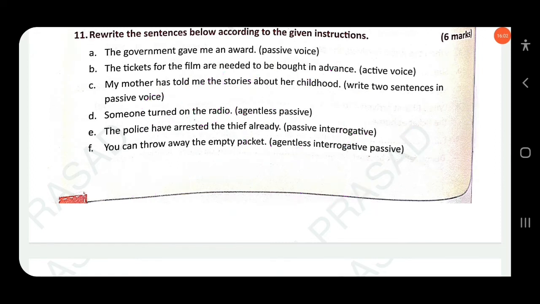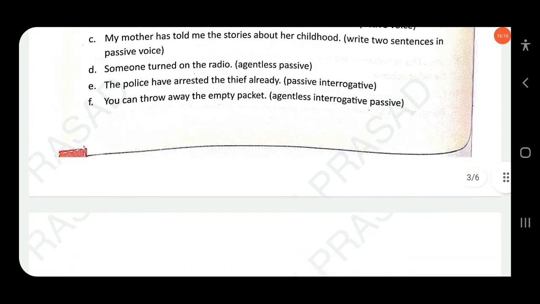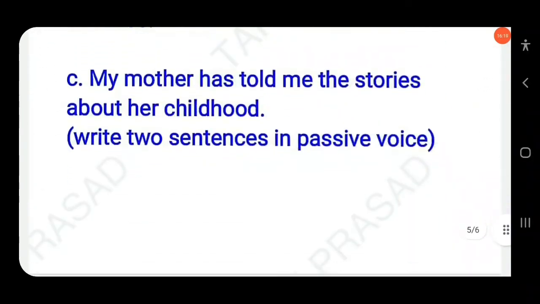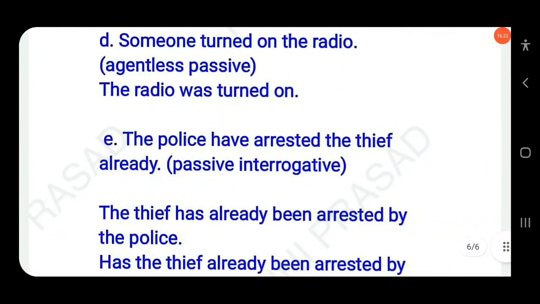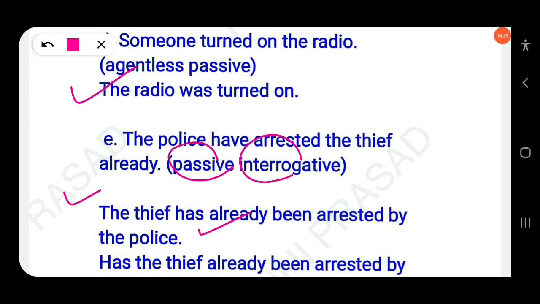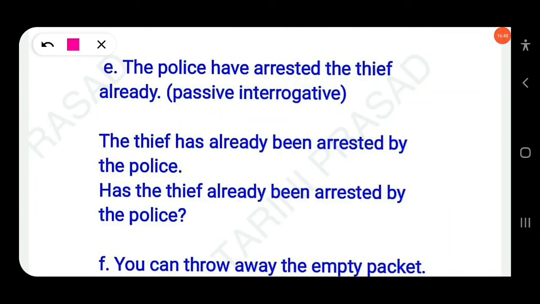Next, the police have arrested the thief already. Here the tense is present perfect and the object is the thief. You have to change it into passive interrogative. First you need to change into passive: the thief has already been arrested by the police. But the instruction is interrogative passive, which means the auxiliary verb will come to the beginning of the sentence: has the thief already been arrested by the police? Clear?